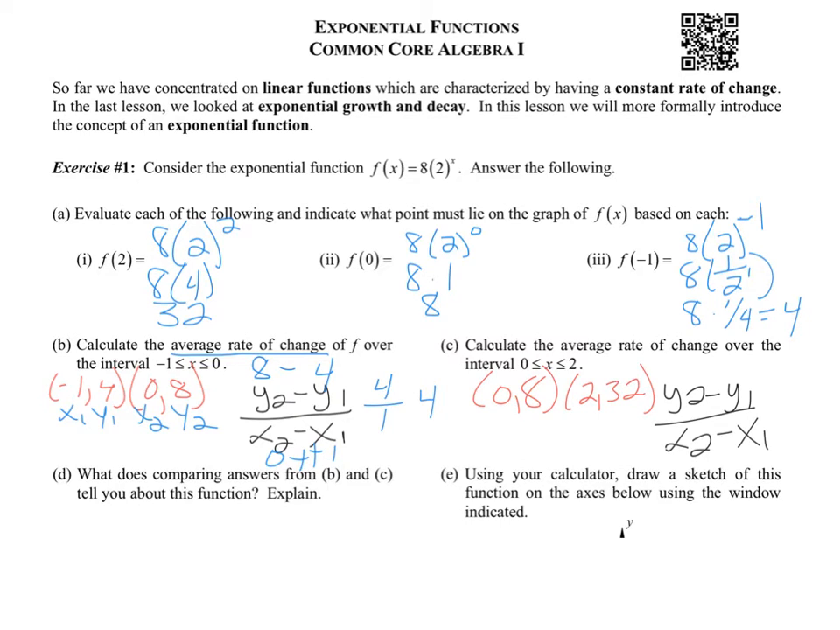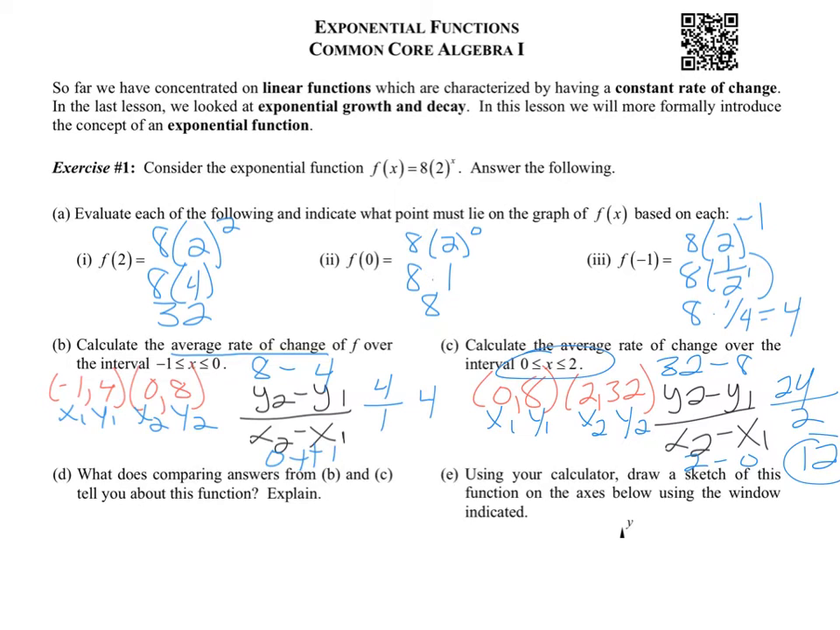So we're going to now label my points, x1, y1, x2, y2. And let's plug our points into the proper spots. It's going to be 32 minus y1, which is 8, over x2, which is 2, minus 0. So I'm going to get 32 minus 8, which is going to give me 24, over 2, which reduces down to 12. So my average rate of change between this interval is 12.